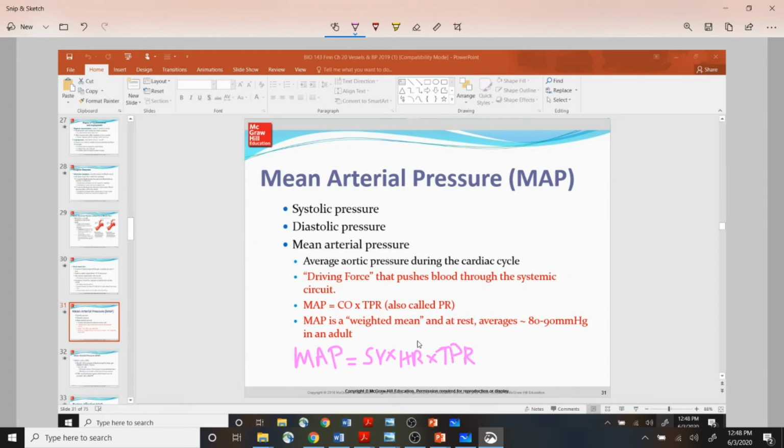How would we define mean arterial pressure? Really, it's the average aortic pressure during the cardiac cycle. One heartbeat: what's the pressure like during one heartbeat? Now, if we were really to measure this, which we can, it's a weighted mean, and at rest it averages about 80 to 90 beats per minute. And we say it's a weighted mean because, remember, in one heartbeat, we need to know what happens when the ventricles contract.